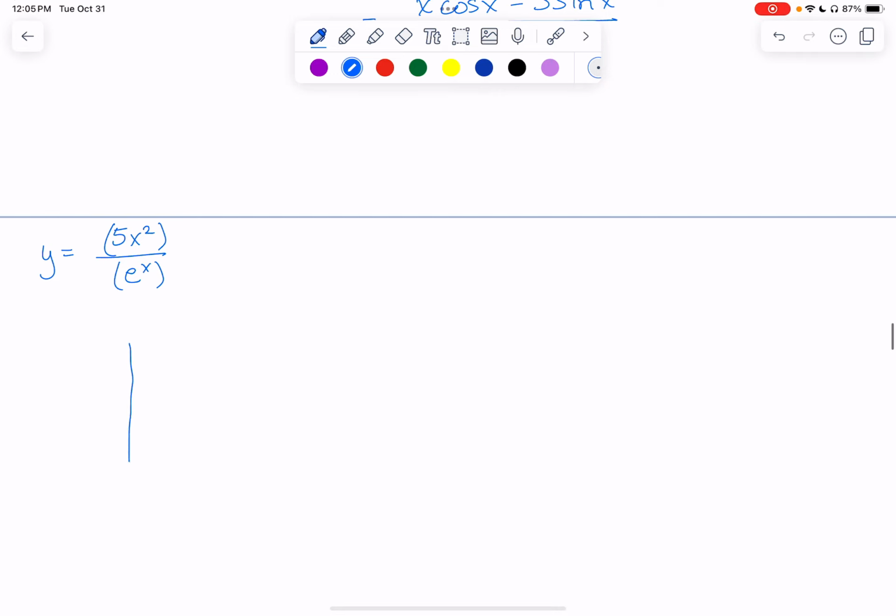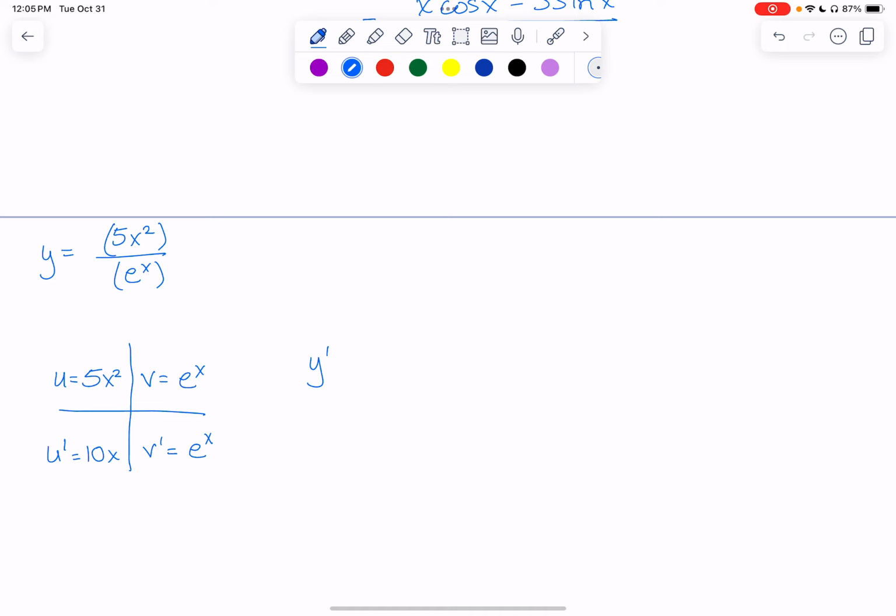So we're going to put our little cross and we're going to say u, my upper function, is equal to 5x squared. My lower function, v, is equal to e to the x. My derivative of the upper function is equal to 10x. And the derivative of the lower function is e to the x. You've got to love the e's.